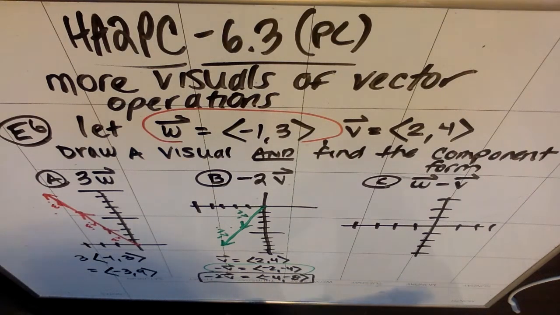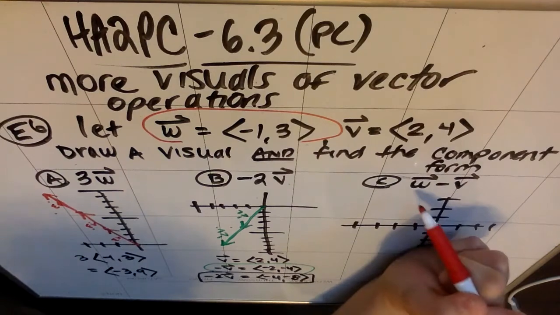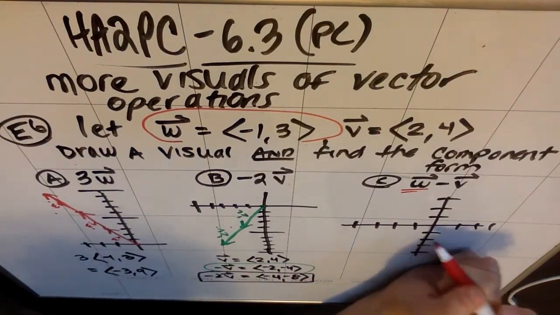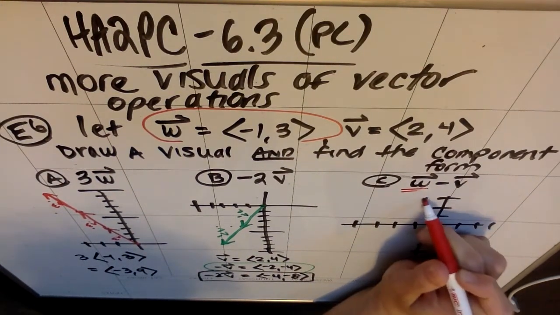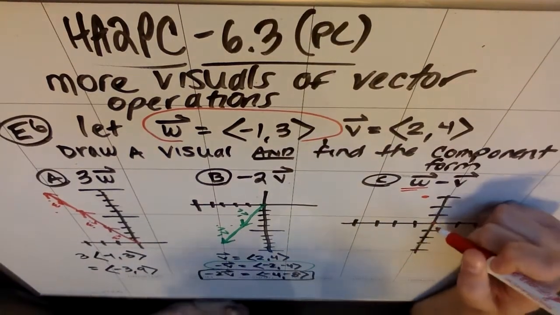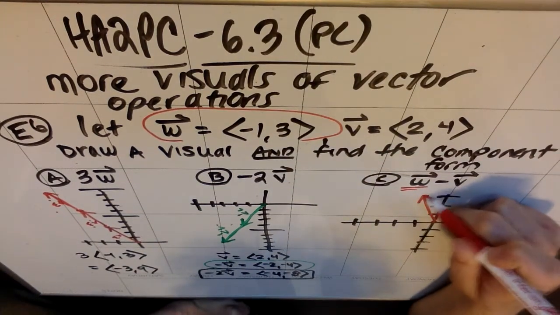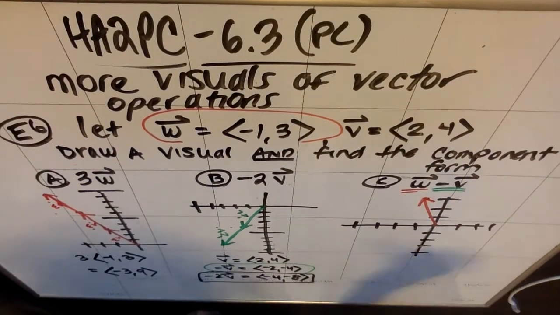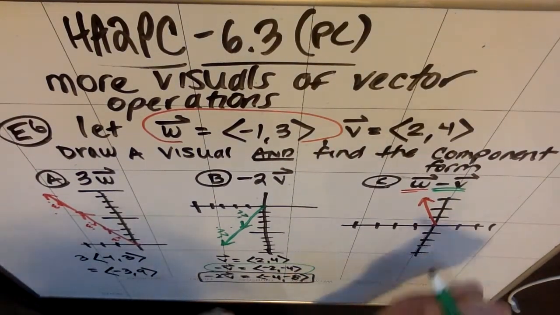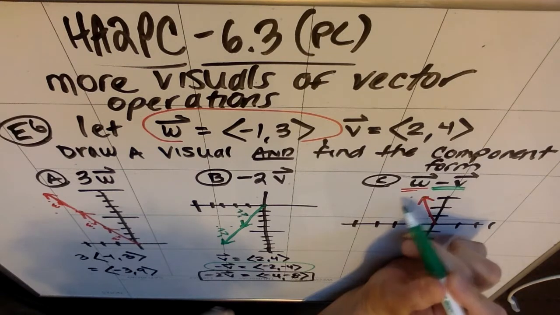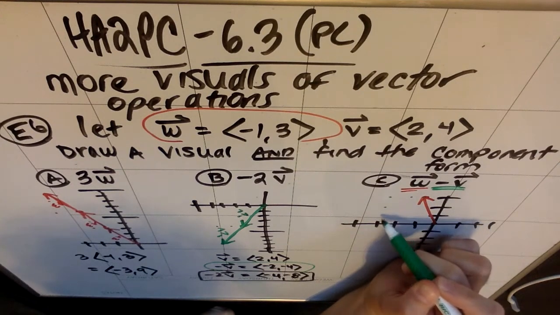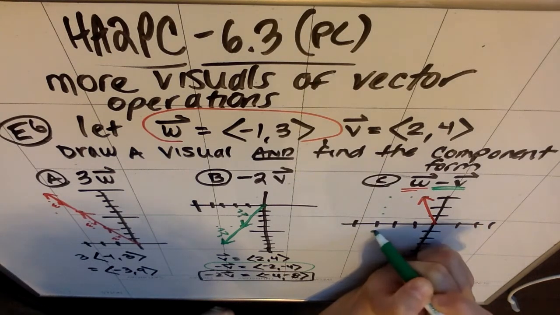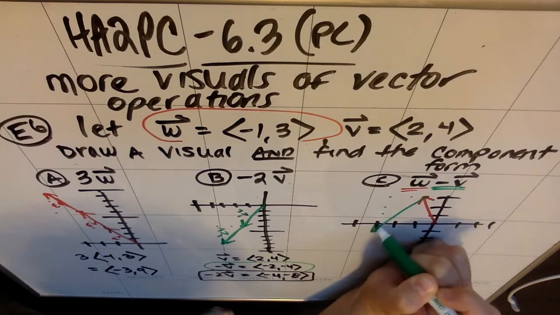Now, if we do w minus v, I'm going to graph w first, the same way I did over here, which is going to go left 1, up 3. So there's my w from the origin. And then remember, we add vectors head to tail. So now I'm going to draw -v, which we already established is -2, -4. So from here, I'm going to go left 2, down 1, 2, 3, 4, and I'm going to land here.